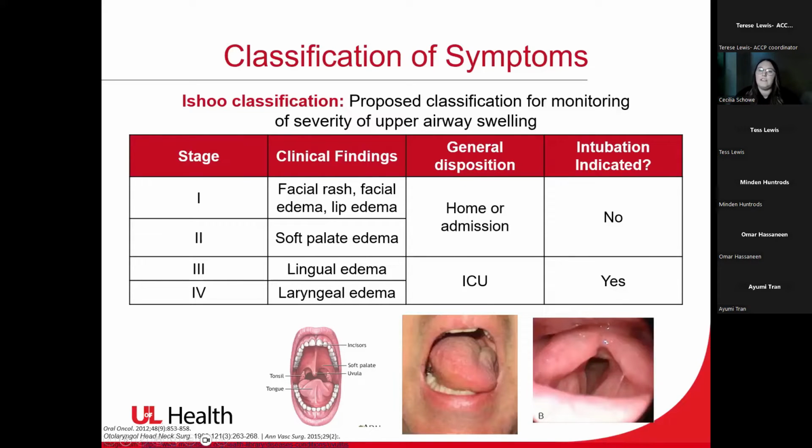They also talk about general recommendations for disposition, and whether intubation is indicated. Your stage 1 and 2 are going to be patients who can likely just go home, maybe just need a few hours of observation in the ED, potentially admission to a floor unit, but intubation is usually not going to be indicated. Stage 3 and 4, these patients may require ICU admission and may or may not require intubation, of course, considering all other patient-specific factors. But in general, these patients are going to require a little bit higher level of care.